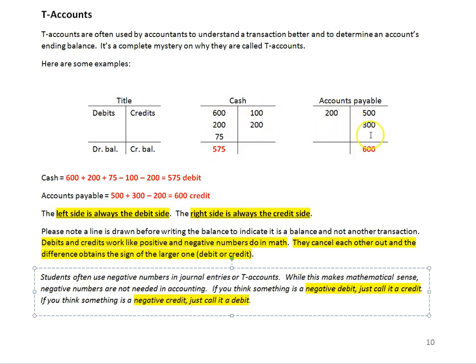We're not going to put this on the other side and call it negative 200. I know mathematically it would work, but no one does it that way in the accounting world. Accounting systems aren't set up that way. So using T accounts or journal entries, we never use negative numbers.